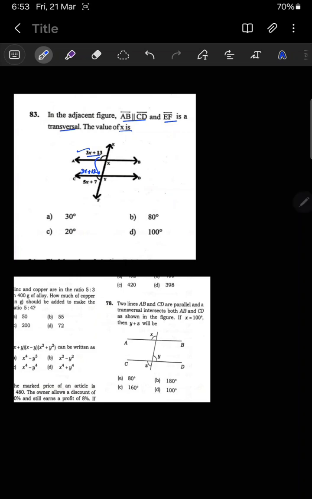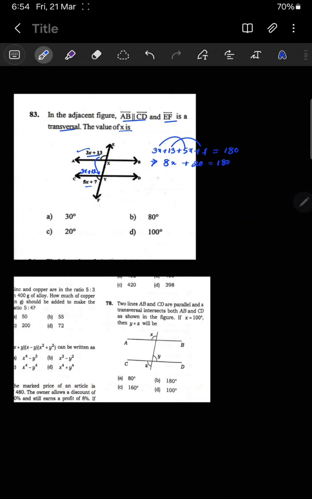Okay, so apply this concept here, you will get the answer. Sum means you have to add it. So 3x plus 13, then plus 5x plus 7. If you add, you get 180 degrees. Then add them: 5x and 3x is 8x. Then if you add 13 and 7, it is 20 degrees, is equal to 180.